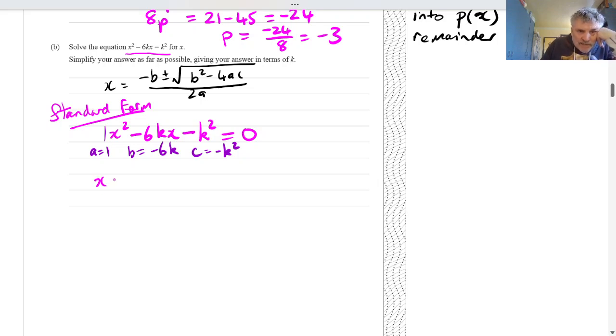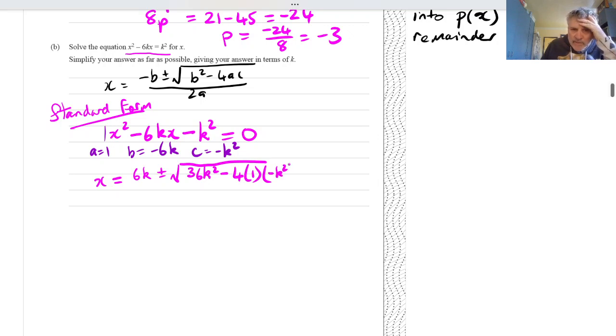So our x is going to be negative b, so just negate this, which will give us 6k, plus or minus the square root of b squared. Square this, you get 36k squared, minus 4. Our a was 1. Our c is negative k squared, and we need to divide all of that by 2a, which is 2. I'm going to run out of room, so let's work sideways.